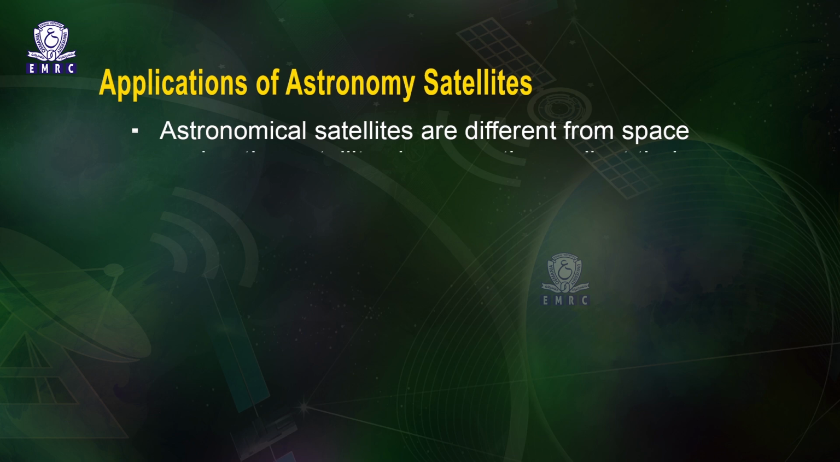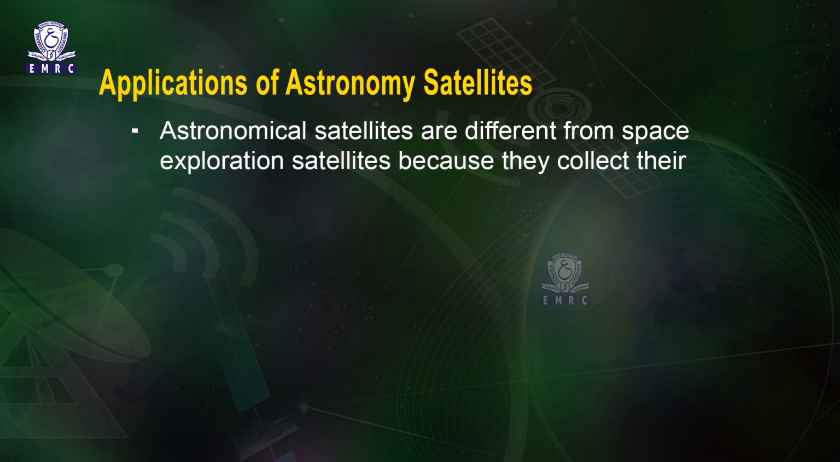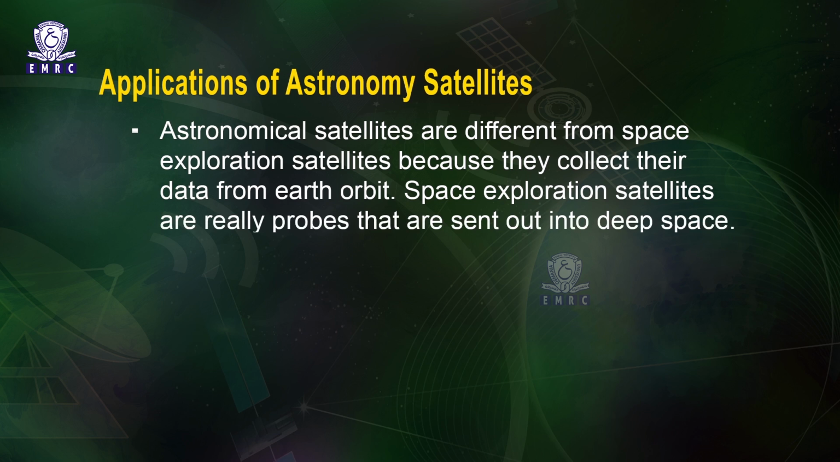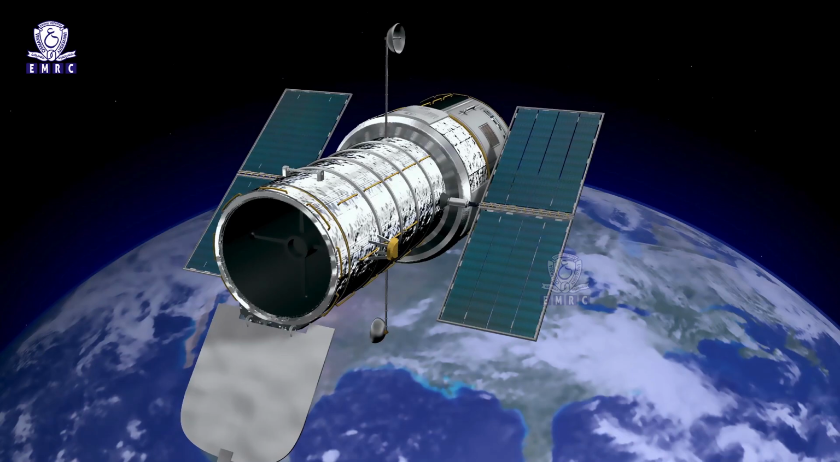Astronomical satellites are different from space exploration satellites because they collect data from Earth orbit. Space exploration satellites are really probes that are sent out into deep space. The Hubble Space Telescope is an example of an astronomy satellite.